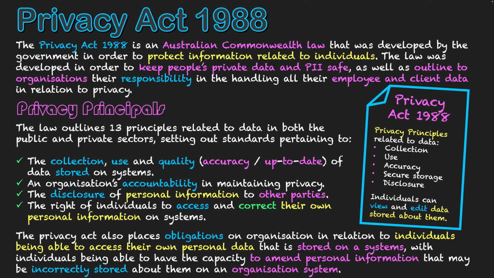And how individuals are allowed to view data stored about them on the system, and organizations are obliged to provide the tools for individuals to check their data stored on the system. And if it is incorrect, they have the ability to update the information and ensure their data is correct on a system. So that's just a brief overview of the Privacy Act 1988, and I hope it gives you a bit of an understanding of what it's covering in relation to privacy.